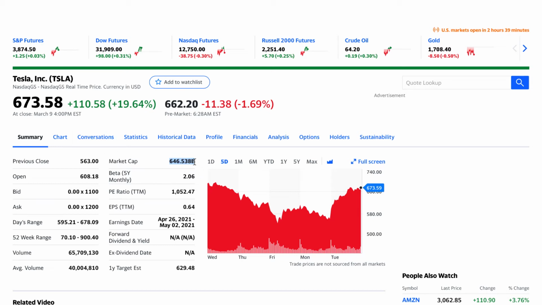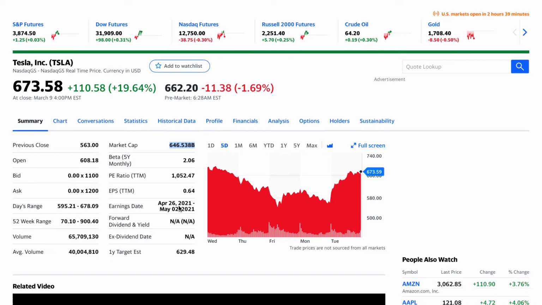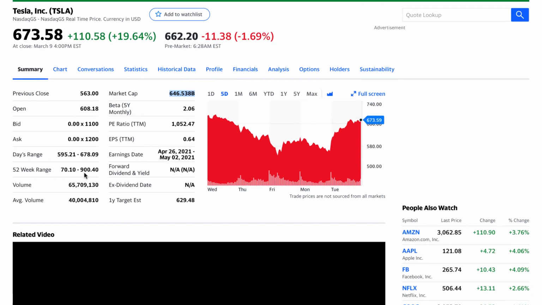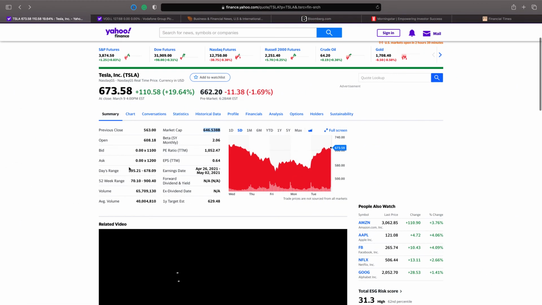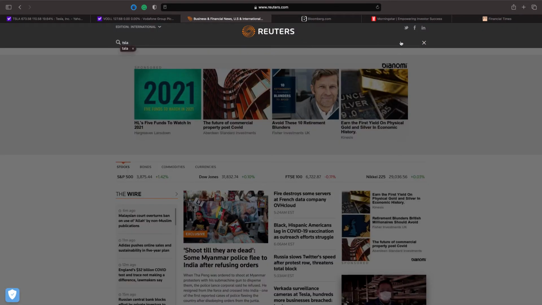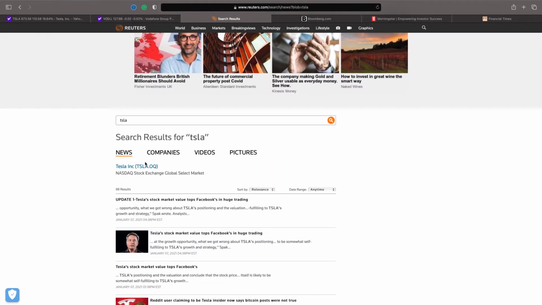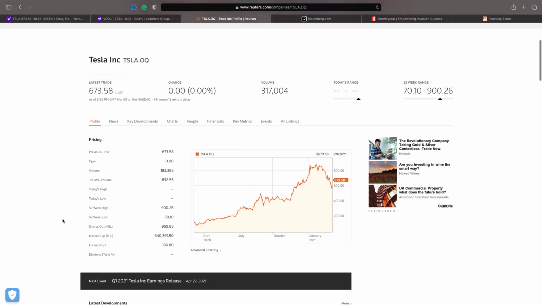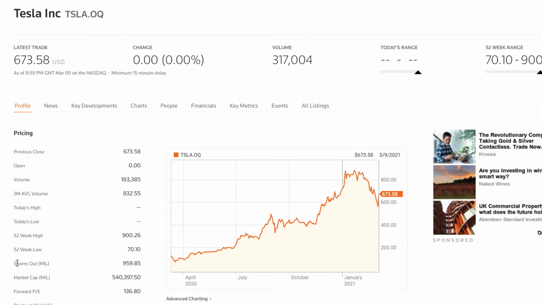How do we get this figure? Well, we take the share price, the stock price, and we multiply it by the number of shares outstanding. Now, we don't actually have the number of shares outstanding over here, but some providers will give you that. In fact, let's just have a look, because this is a good time to compare other companies. If we search for Tesla, shares outstanding is the figure that I'm after. Can't see it over here. Oh, shares outstanding. So you can see it over here, right? So shares outstanding in millions, 959.85.